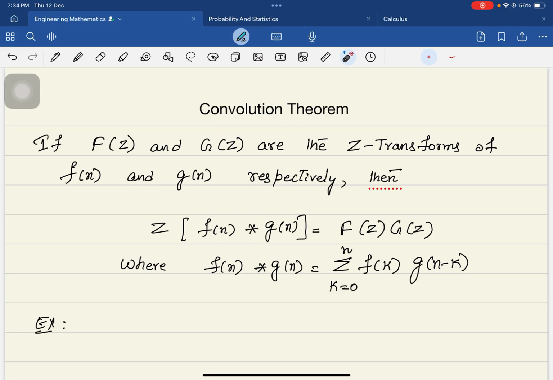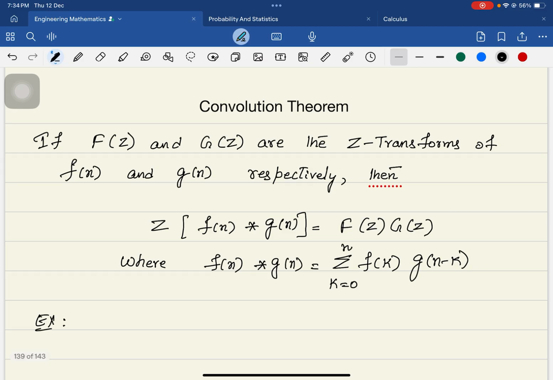What do you mean by this? Suppose you have any two functions F(z) and G(z), the Z transformations of f(n) and g(n) respectively. Then the Z of f(n) star g(n) is given by F(z) times G(z). So how will you rewrite this using the convolution theorem? Here f(n) star g(n) is given by the summation of f(k) times g(n minus k). So what do you mean by this?